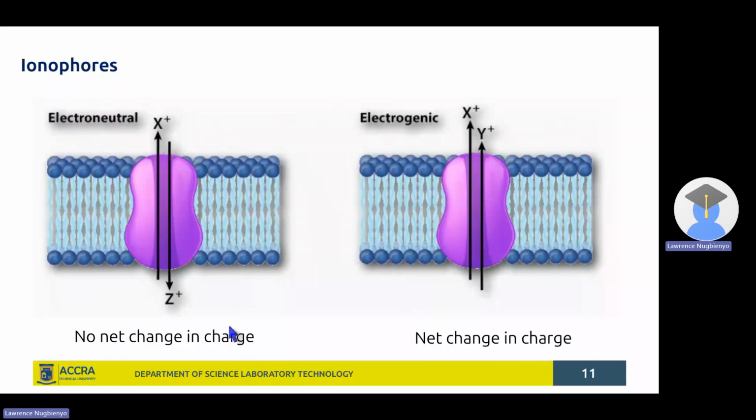So for instance, if you have sodium ions, Na+, moving up, and you have potassium ions, K+. Both of these examples of ions have +1 charges, and they are moving in opposite directions. So in the end, you don't have any net charge across the membranes.